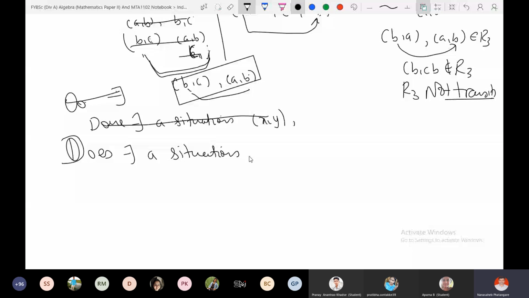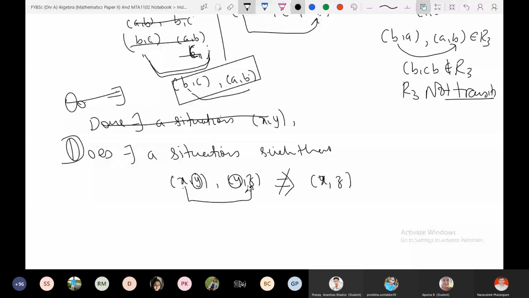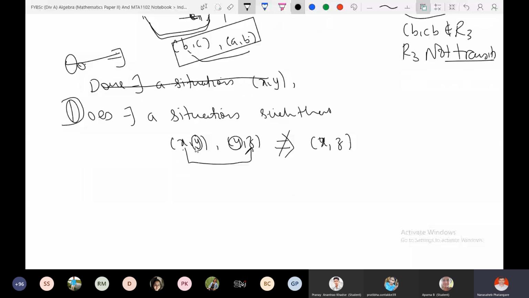So, does there exist a situation such that X related to Y, Y related to Z, but does not imply X related to Z? Does there exist such a situation? You give me the situation where this member and this member are same, then we expect that these members are related. The second member of the first pair and the first member of the second pair are same, then we expect that the first member of the first pair is related to the second member of the second pair. Do you understand? Yes, sir.